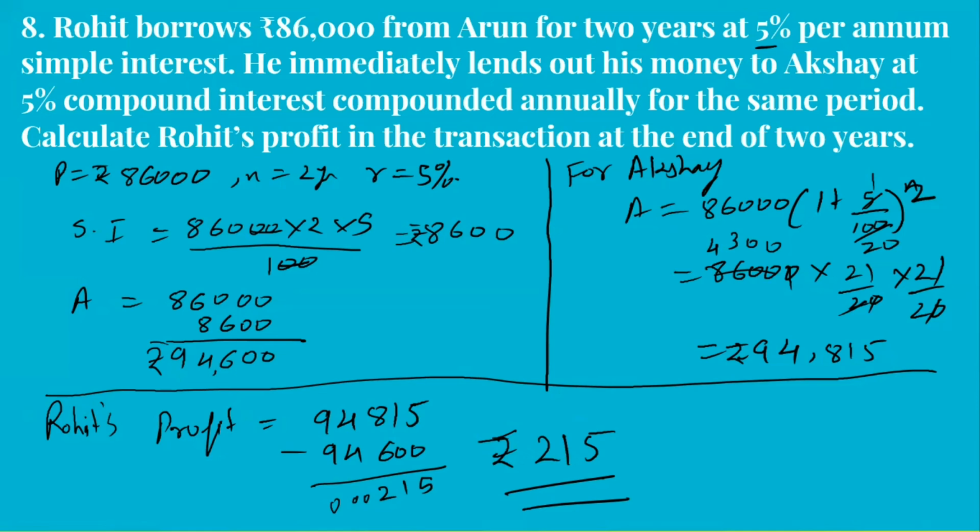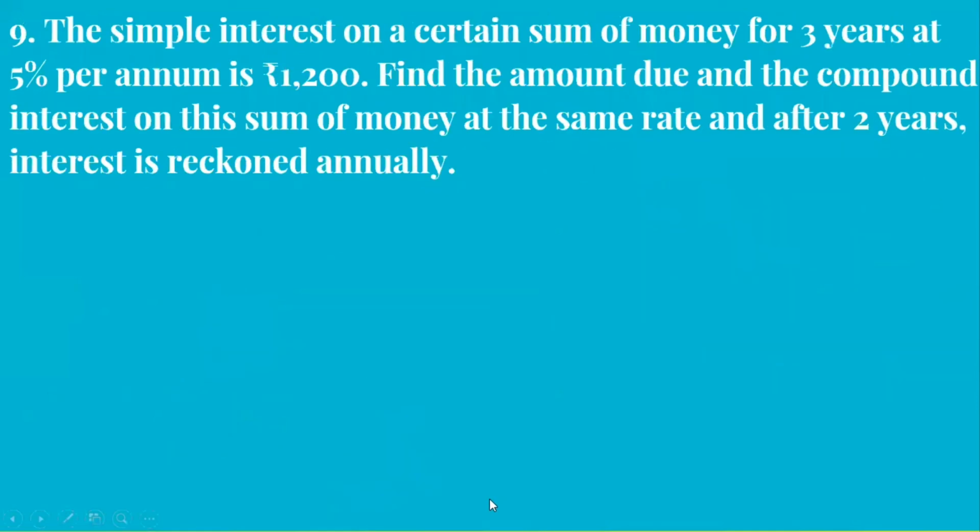Got it? So let's move on to question number 9. The simple interest on a certain sum of money for 3 years at 5% per annum is rupees 1,200. Find the amount due and the compound interest on this sum at the same rate after 2 years when the interest is reckoned annually. The question is simple here. So the simple interest is given to you. So simple interest is equal to rupees 1,200, which is given to you.